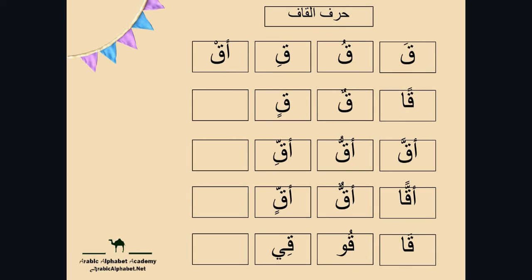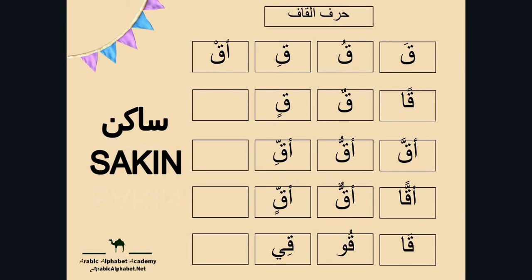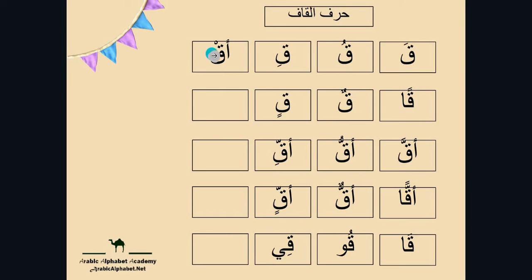Finally, sukoun. When we say sukoun, it is like the letter is not moving. It's in a state of immobility. And that's why we have here the sign of circle above. It's like a zero to memorize it.